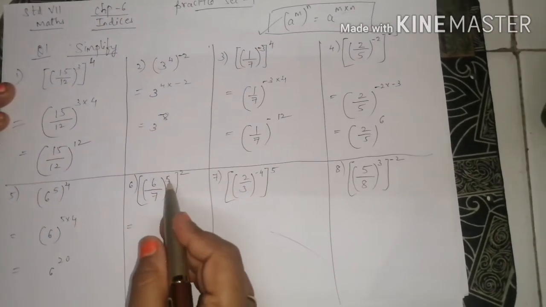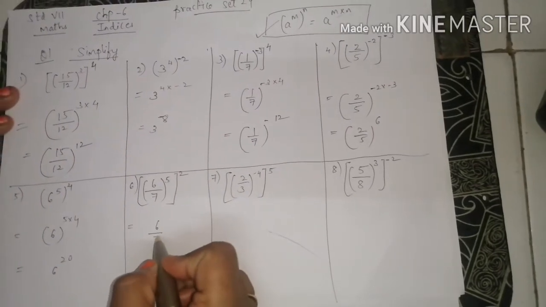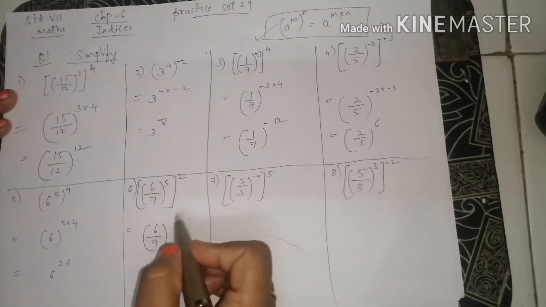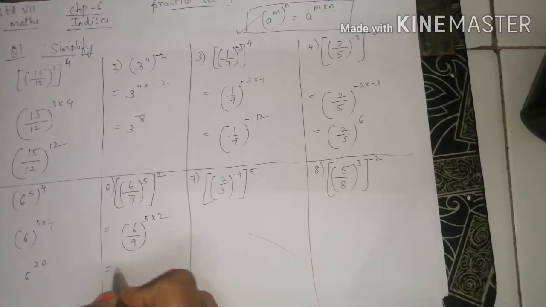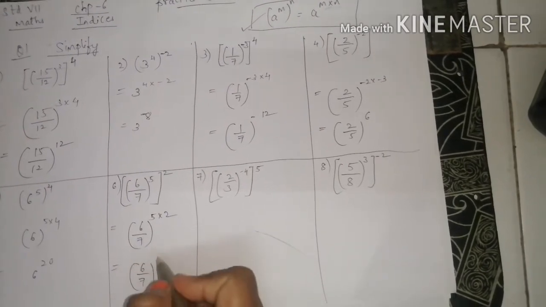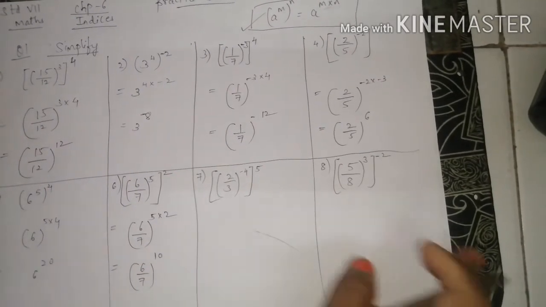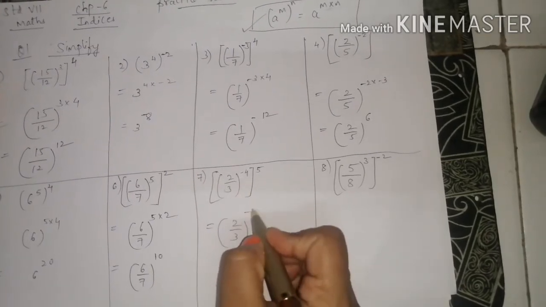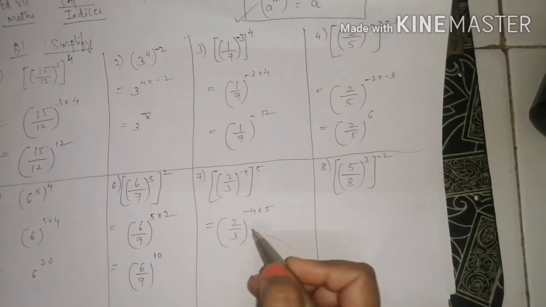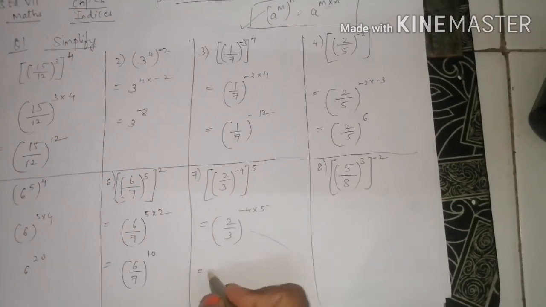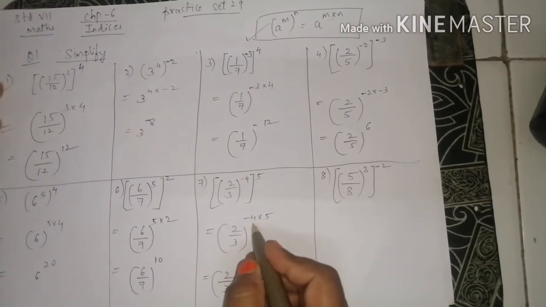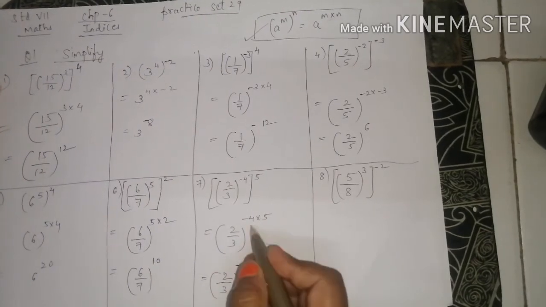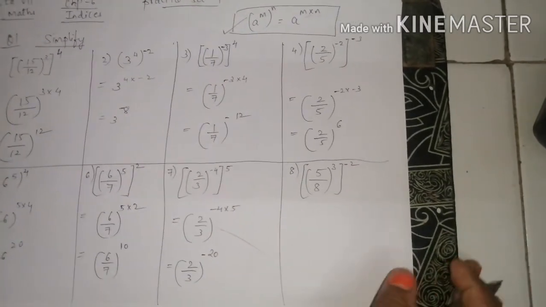Here (6/7)^5^2. So write 6 upon 7 as it is. Multiply the above powers, 5 into 2. So 6 upon 7 raised to 5 2s is how much? 10. Here (2/3)^(-4)^5. Write the base, multiply the powers. So 2 upon 3 raised to minus, plus is minus, 4 5s is 20.